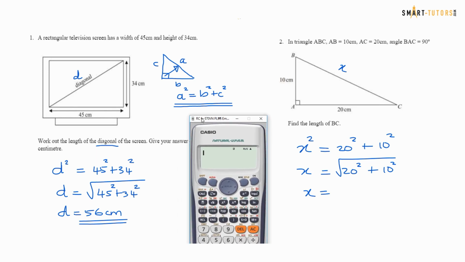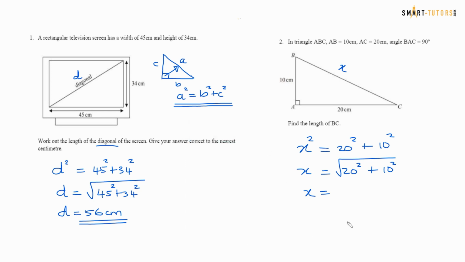Before I put the square root, because the square root applies to both numbers, 20 squared plus 10 squared. So that is the answer, 10 root 5. If they are asking for a decimal number, you can write 22.36, or you can leave it as 10 root 5.